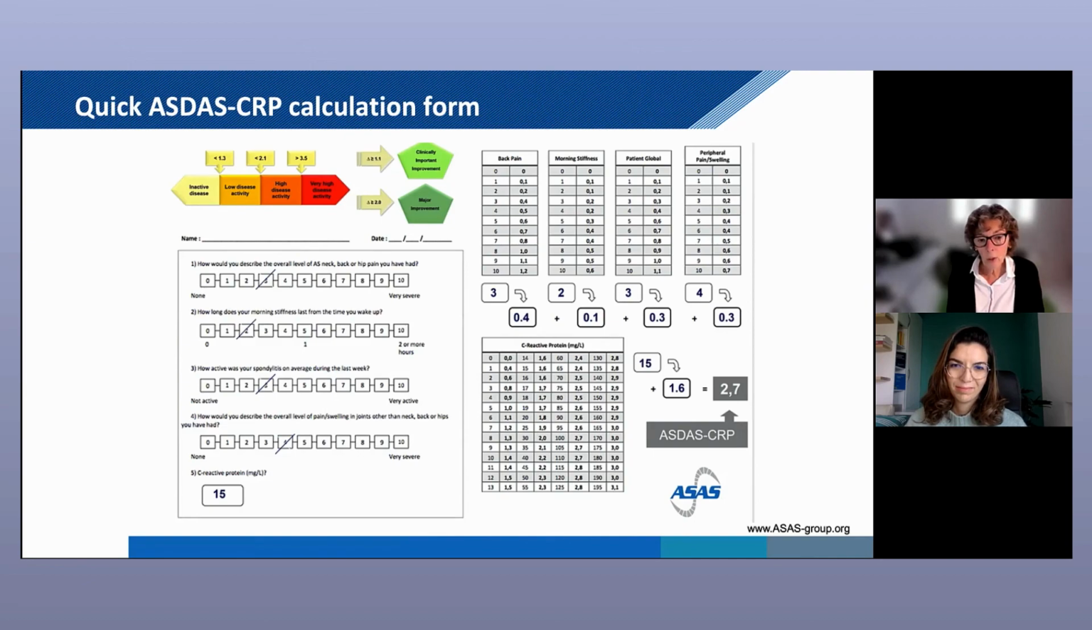So I think in conclusion, the ASDAS is a way to develop and validate a disease activity measure, and also to help further implementation, both in clinical practice and in research.